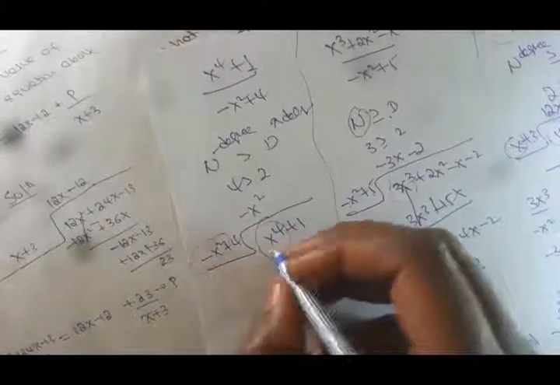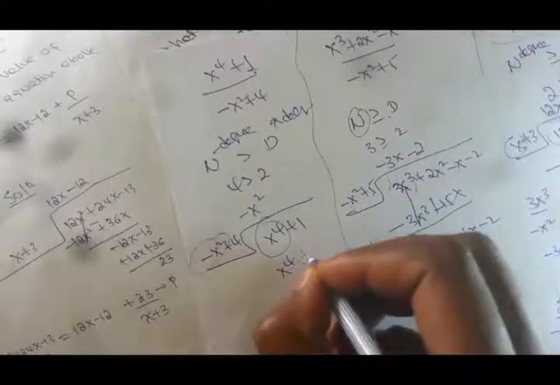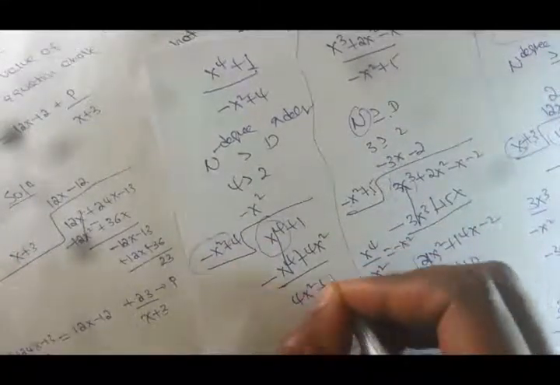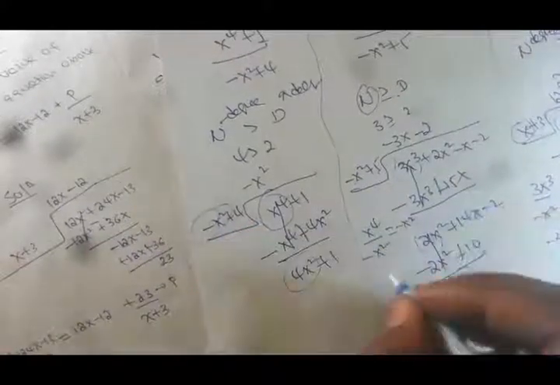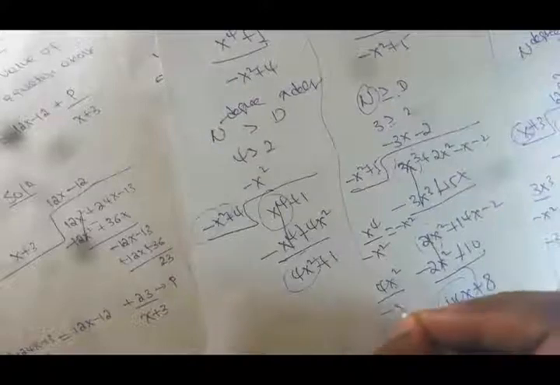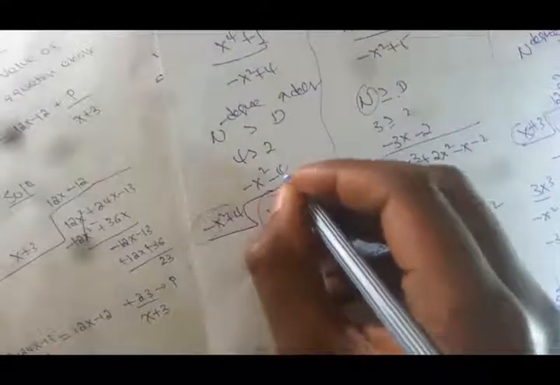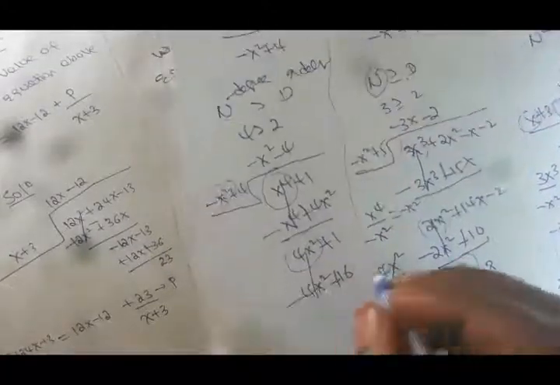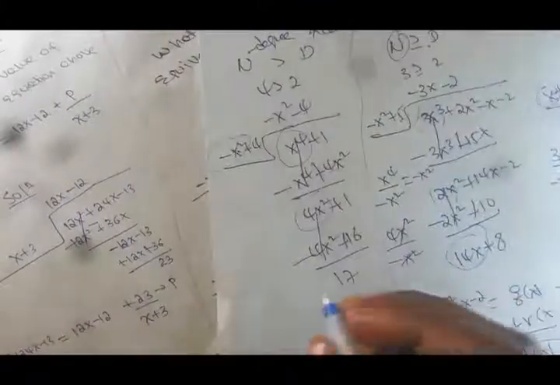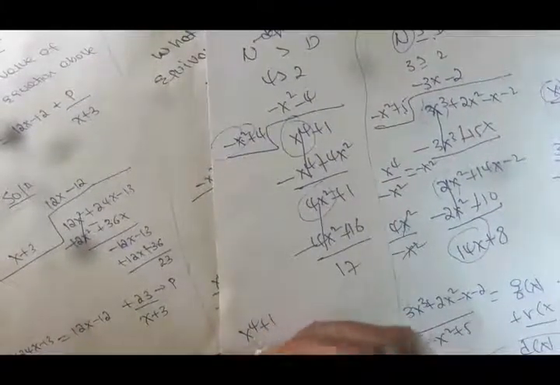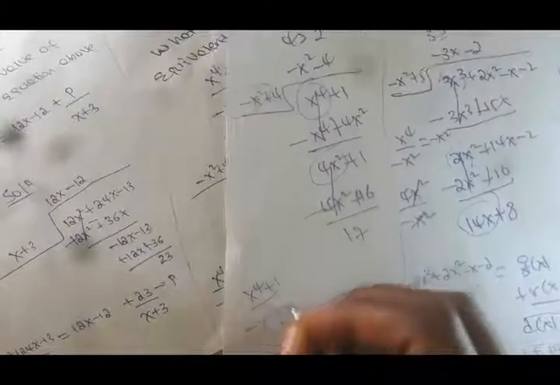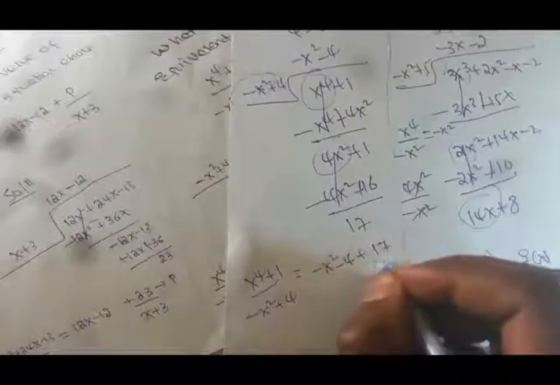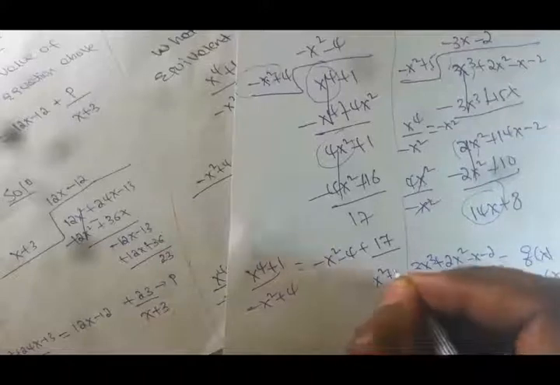Therefore, when this is divided by this, multiply by this: x raised to 4 minus 4x squared minus positive. This will be cancelled in 4x squared plus 1. Therefore, this divided by this, 4x squared divided by negative x, this will be cancelled, it becomes minus 4. Therefore, minus 4 times this, 4x squared minus 16 minus positive. This will be cancelled and 17. Therefore, x raised to 4 plus 1 divided by negative x squared plus 4, our quotient is minus x squared minus 4 plus remainder 17 over divisor minus x squared plus 4.